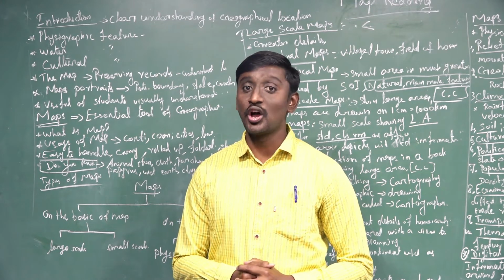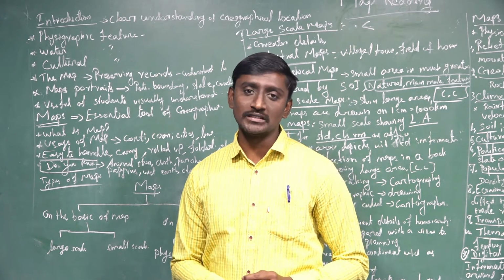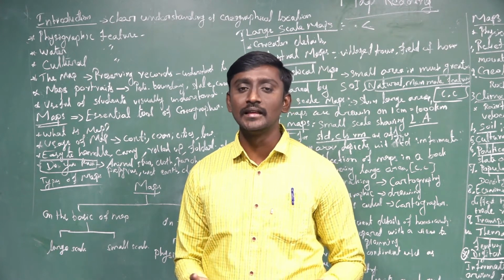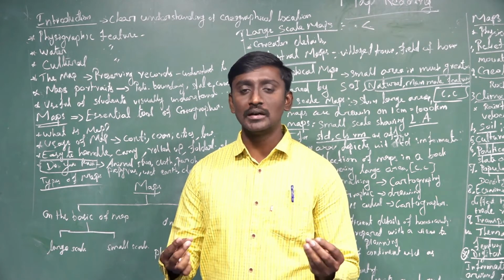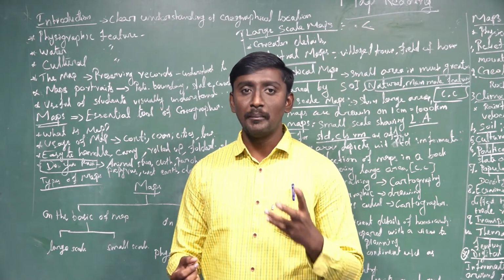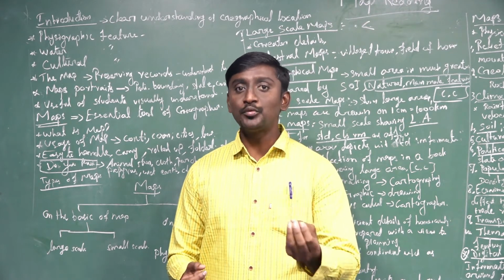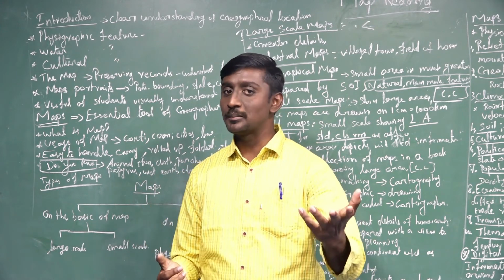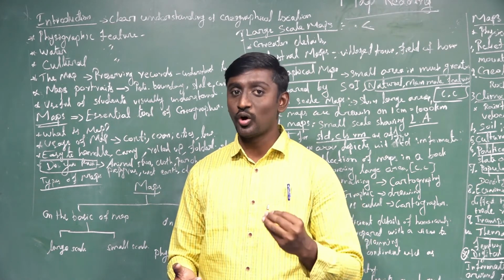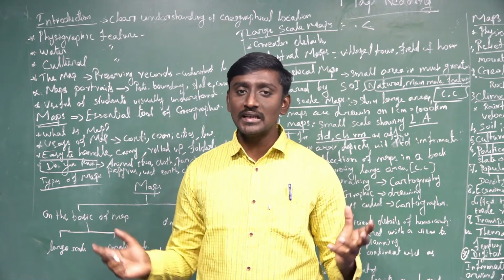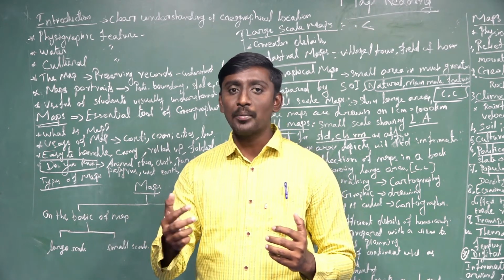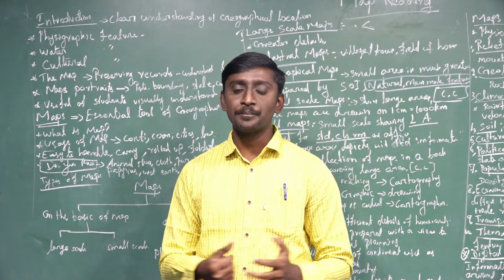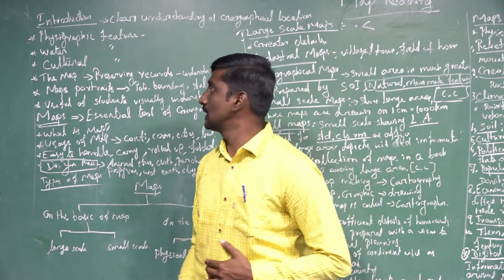7th standard geography. The topic is map reading. What is a map? What is the meaning of map? A map helps us know the distance from one place to another place. This is called a map. This shows about the map and different types of maps. Okay, let's enter the lesson.